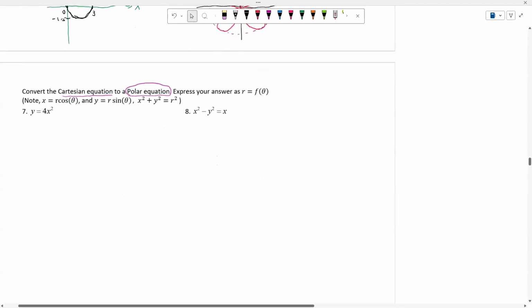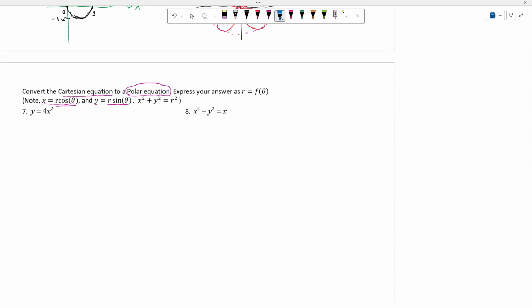Now let's see how we actually do this. If I have a Cartesian equation, how do we convert it to a polar equation? The key is if you see x, you replace it with r cosine of theta. If you see y, then you convert it to r sine of theta. And of course, if you see x squared plus y squared, then it is equal to r squared.